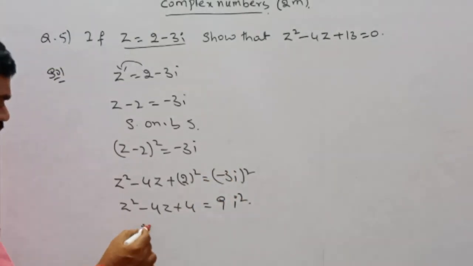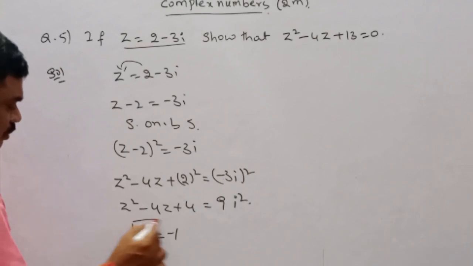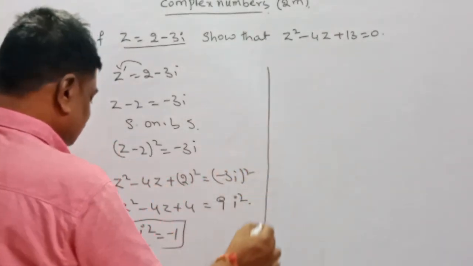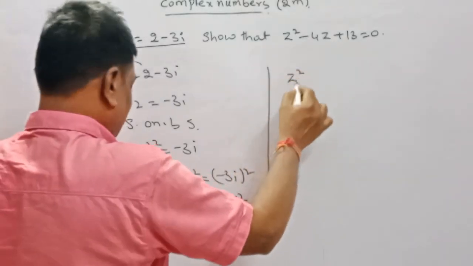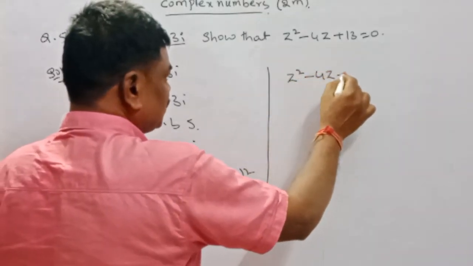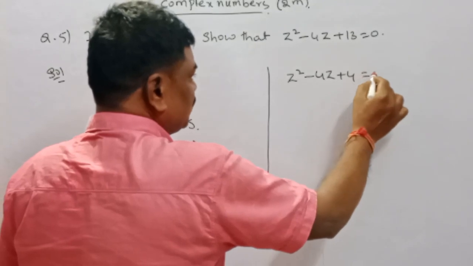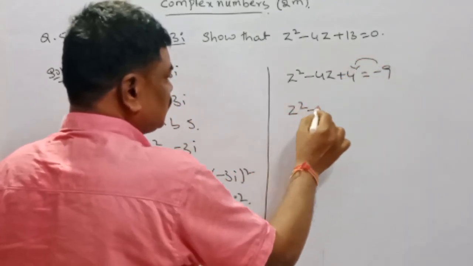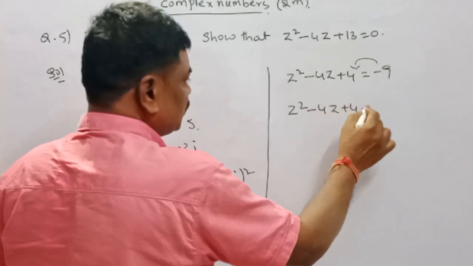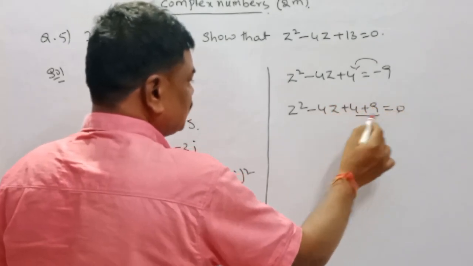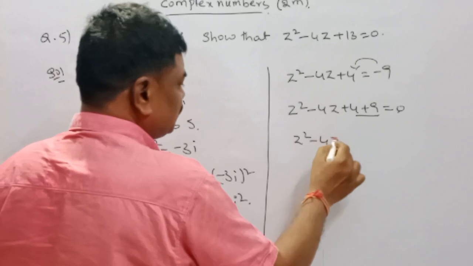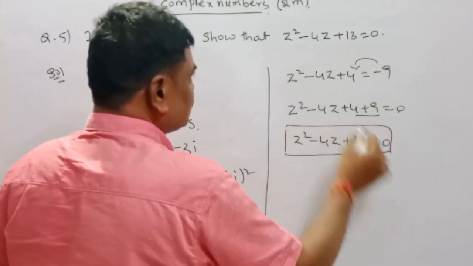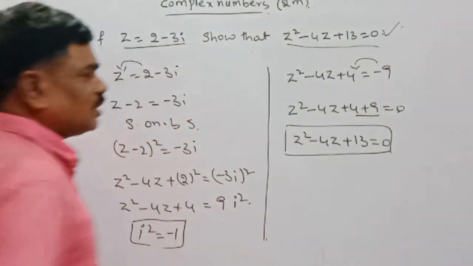We know that iota square is equal to minus 1. Then z square minus 4z plus 4 is equal to minus 9. Taking this to the other side, z square minus 4z plus 4 plus 9 equal to 0. So z square minus 4z plus 13 equal to 0 is the answer. That's all. Thank you.